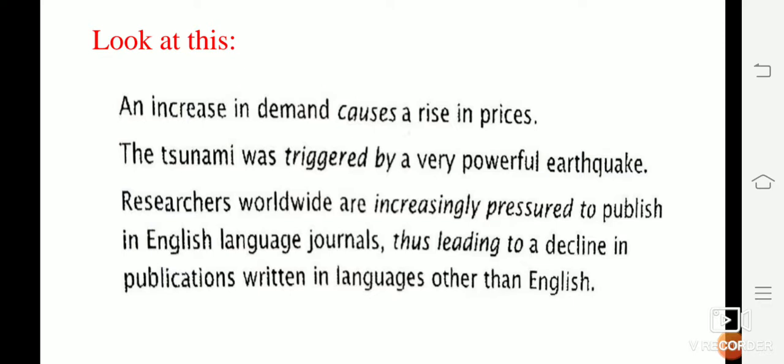So this is the cause and effect. And in the second one, the cause is a very powerful earthquake, and the effect is the tsunami. Because of the powerful earthquake, it created the tsunami. And then one more. Look at here. Researchers worldwide are increasingly pressured to publish in English language journals, thus leading to a decline. Thus leading to a decline is the effect. And researchers worldwide are increasingly pressured to publish in English language journals is the cause.